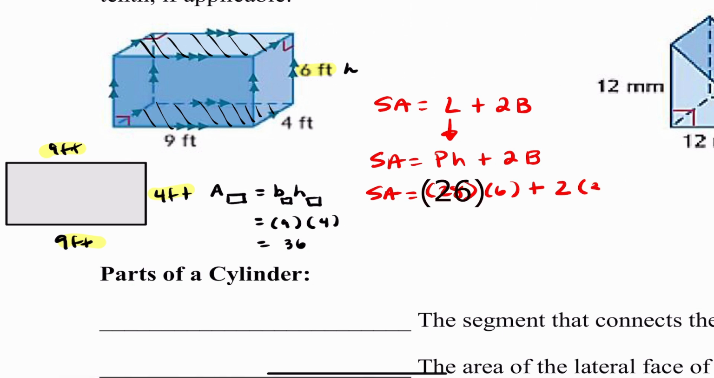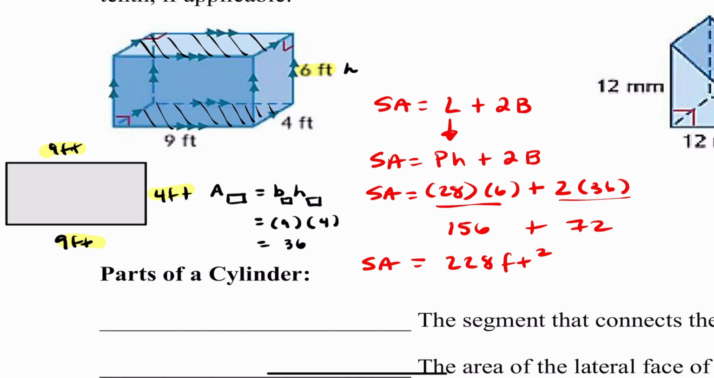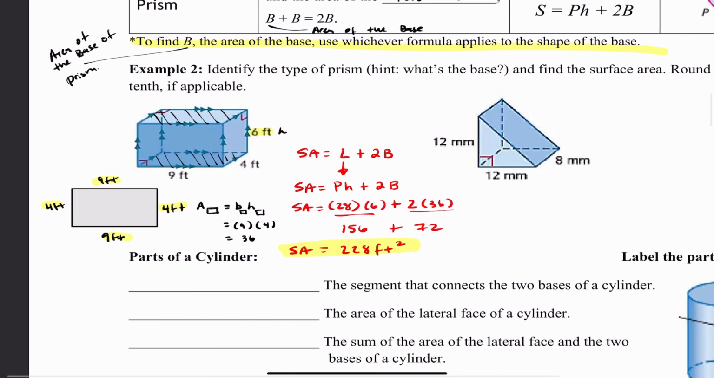So 2 times 36, and then this is where I'm going to compute. 26 times 6 is 156, plus 2 times 36 is 72. So the surface area of this figure is 228 what? Square feet. I'm putting square feet, with the exponent of 2 here, because I'm dealing with area. Okay? So that's the surface area of the prism.